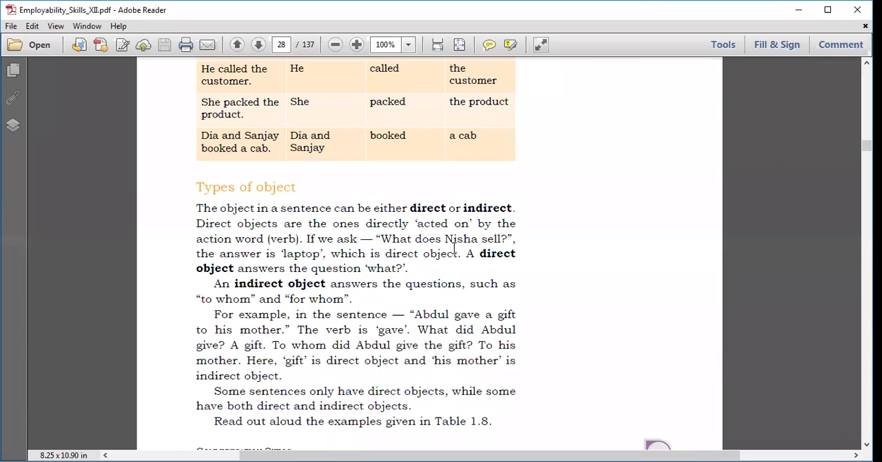Now the objects can be further divided into two categories: direct and indirect. Direct objects are the ones which are directly acted on by action words. हाँ जी बेटा प्रॉब्लम, any doubt?